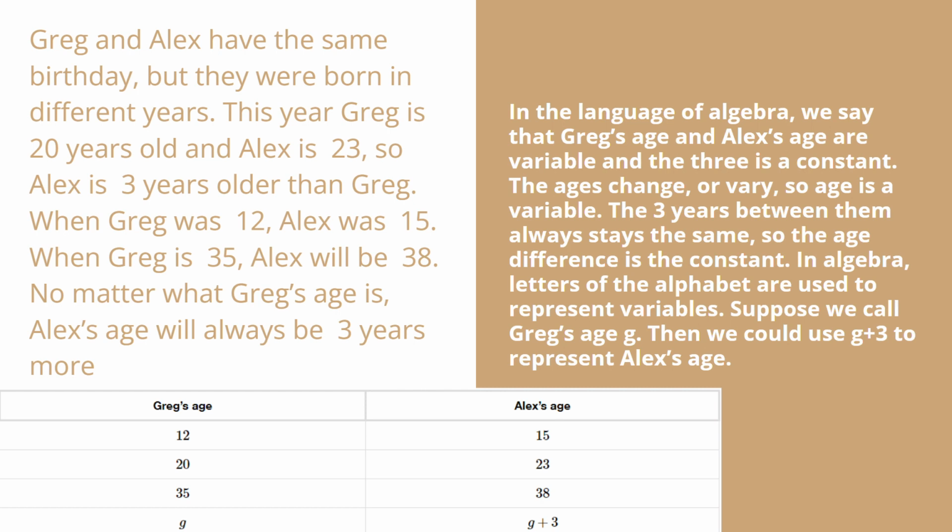Suppose we call Greg's age G, then we could use G plus 3 to represent Alex's age. So we can see in the picture, when Greg is 12, Alex is 15. When Greg is 20, Alex is 23. When Greg is 35, Alex is 38. So when Greg is G years old, Alex will be G plus 3 years old.